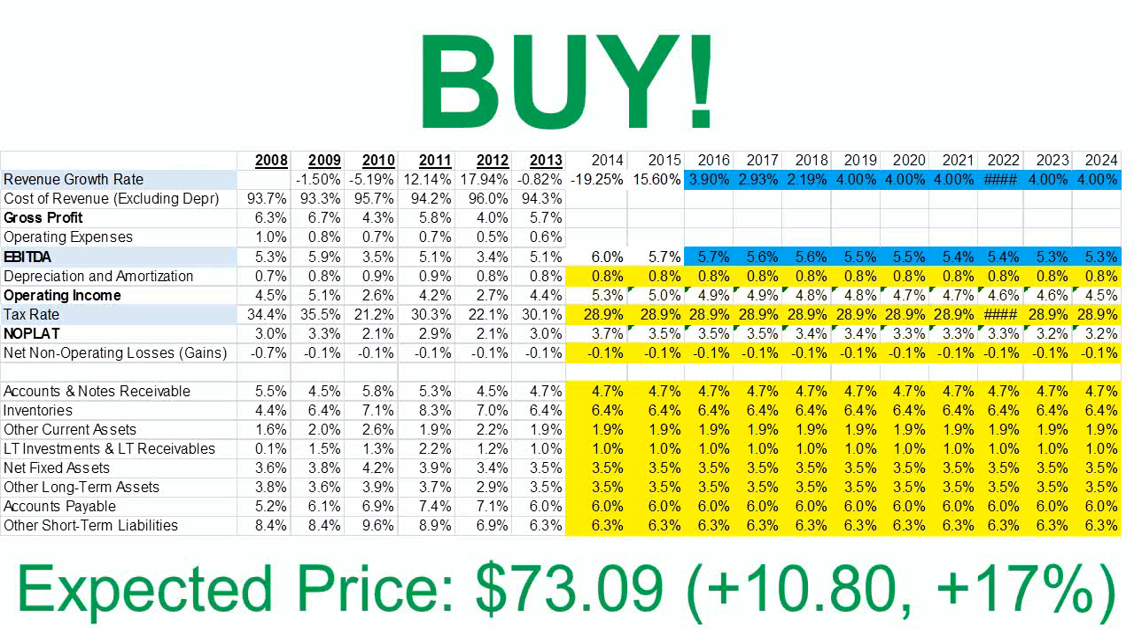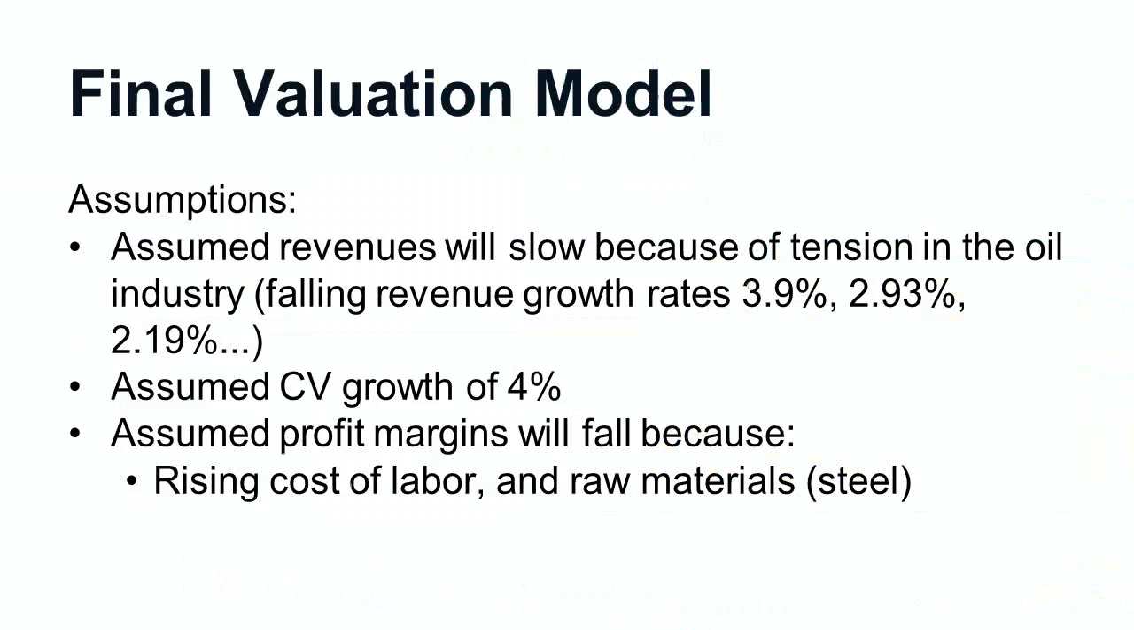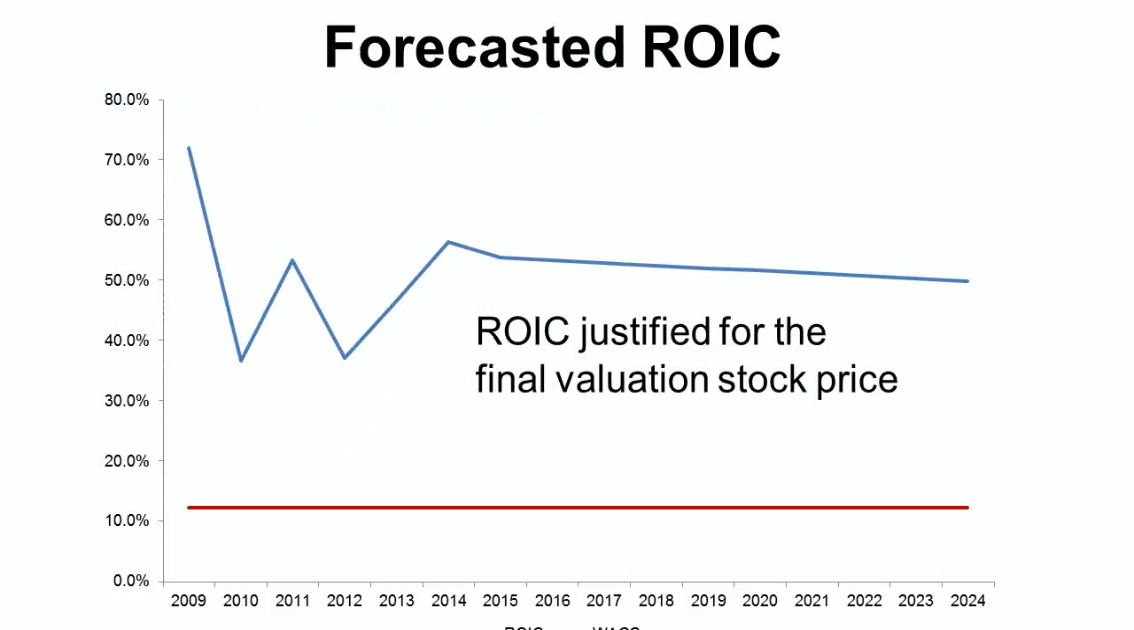Secondly, the cost of skilled labor is expected to rise as well, slightly decreasing margins. And as I mentioned before, the tax rate is just the average of the previous years as there were no outliers. Again, we would buy the stock as we feel that it's undervalued. Some of the assumptions we made, as I mentioned: the assumed revenues will slow between 2016 and 2018, and then an assumed CV growth rate of 4%, and the margins will fall slightly because of a rising cost of labor and a rise in raw materials.